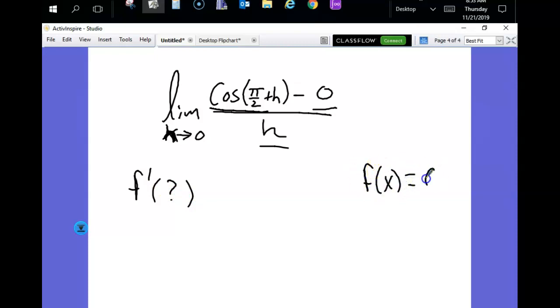So first of all, what was my function? Cosine. My function is cosine, just cosine. But what number am I finding the derivative at? There we go. So I could tell from here that my function was cosine. I can tell from here I'm finding the derivative at pi over 2.